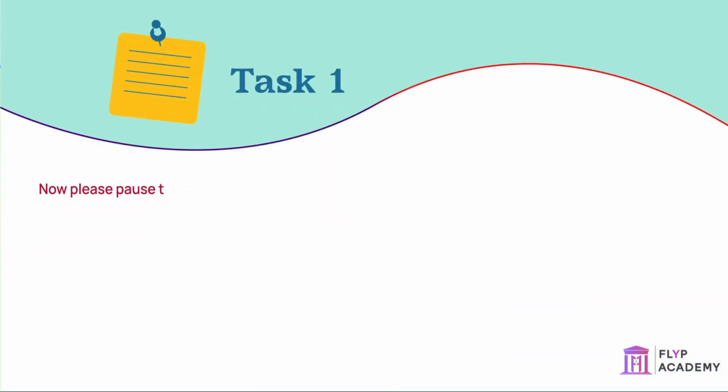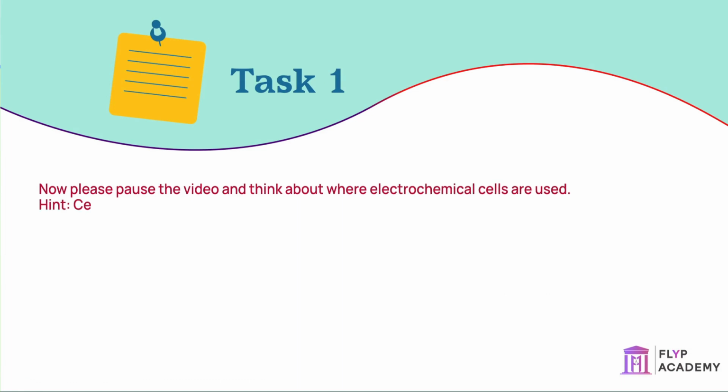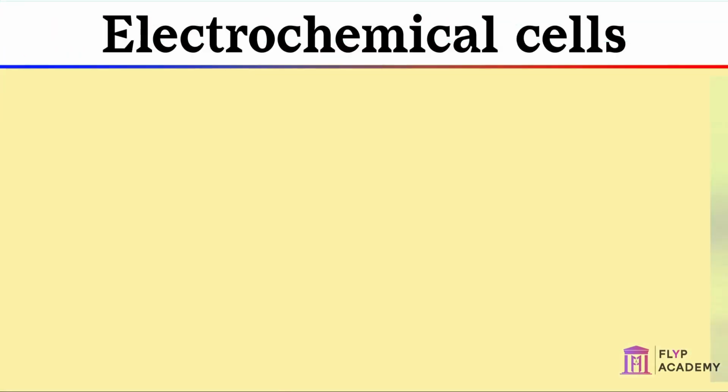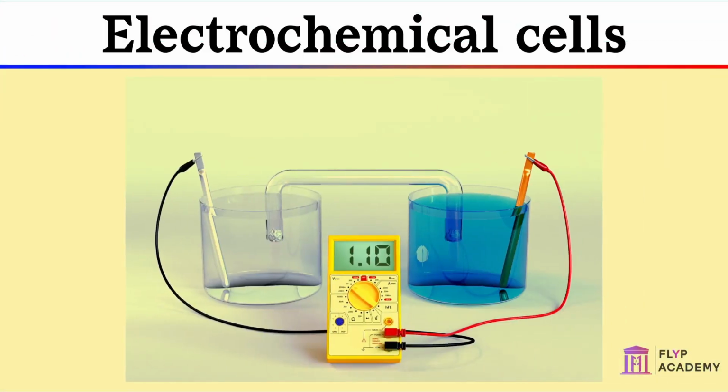Task. Now, please pause the video and think about where electrochemical cells are used. Hint: cells produce electricity as they contain freely moving charged particles. Extension. What types of cell are there? How does the lithium cell operate? Now let's discuss these in detail.